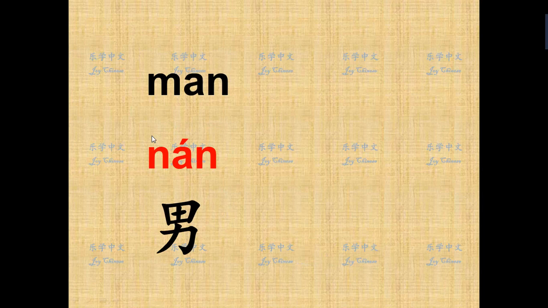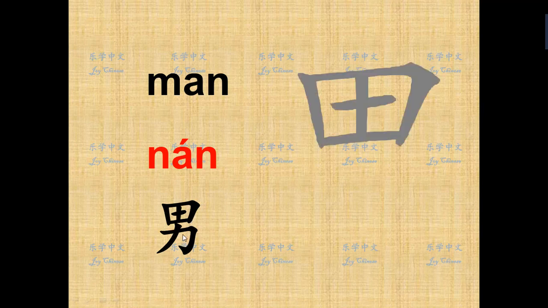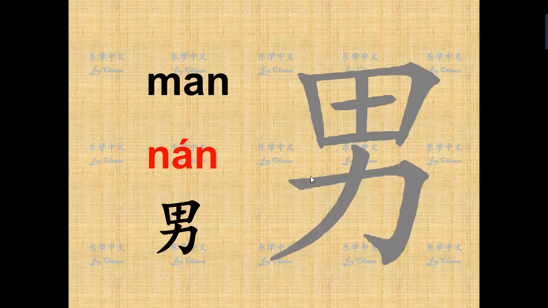So the next one is nan, an, nan, means a man, a male. This is a two-part character. You will see the first part is something we are familiar with, the 田字格, the 田 shape. I explained in the previous video, it means field, farmland. And the second part means power. Power in the field means a man.